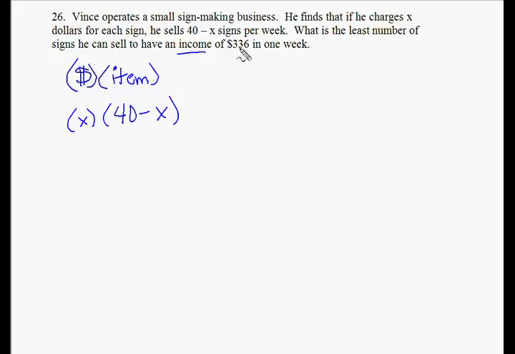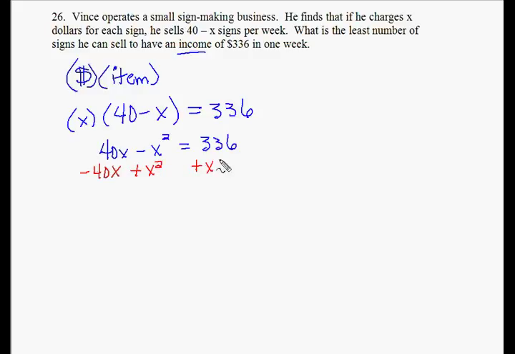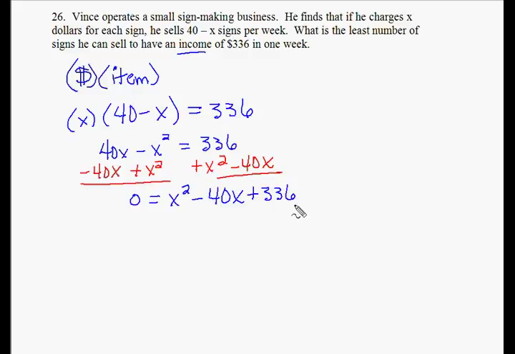And when he's all done doing this, he wants $336. So let's clear parentheses. That'll give us 40X minus X squared equals 336. I'd like to try and get X not to be negative, and I need the equation to equal 0. So if I add a negative 40X and a positive X squared to both sides of the equation, we will have 0 equals X squared minus 40X plus 336.